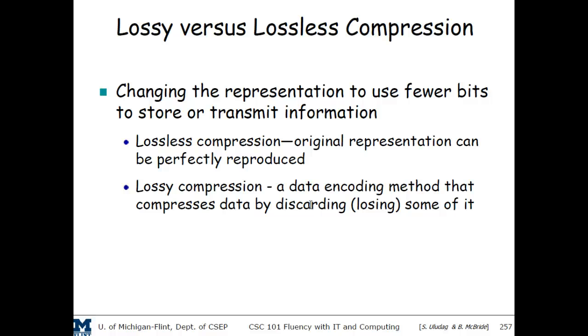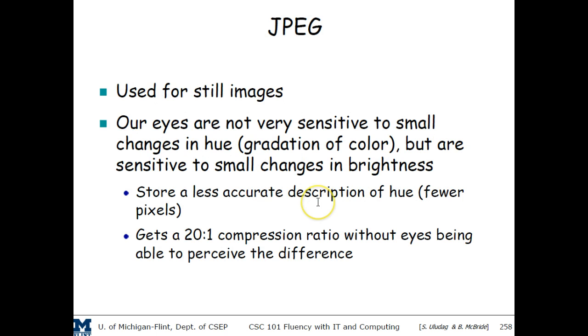In contrast, lossy algorithms compress data by discarding or losing some of the information that is considered not essential. This type of compression is most commonly used with multimedia data, such as audio, which we saw with the MP3, video, which we'll see in a moment, and still images, which the JPEG is an example of. So that brings us back to JPEG.